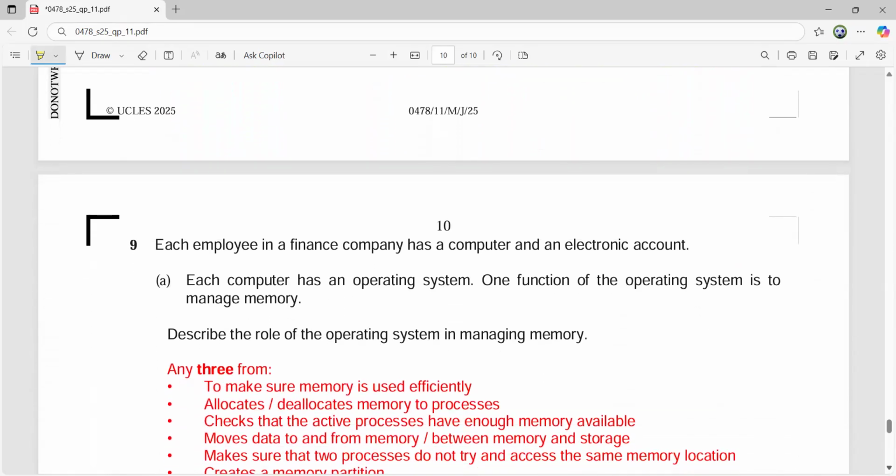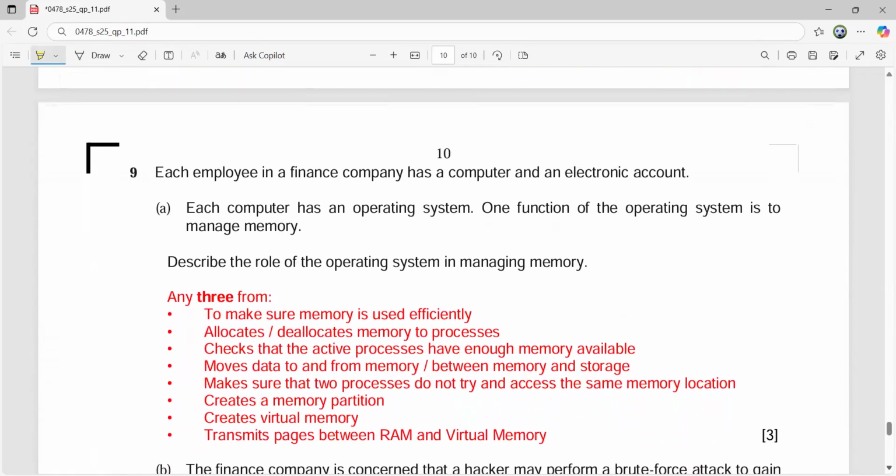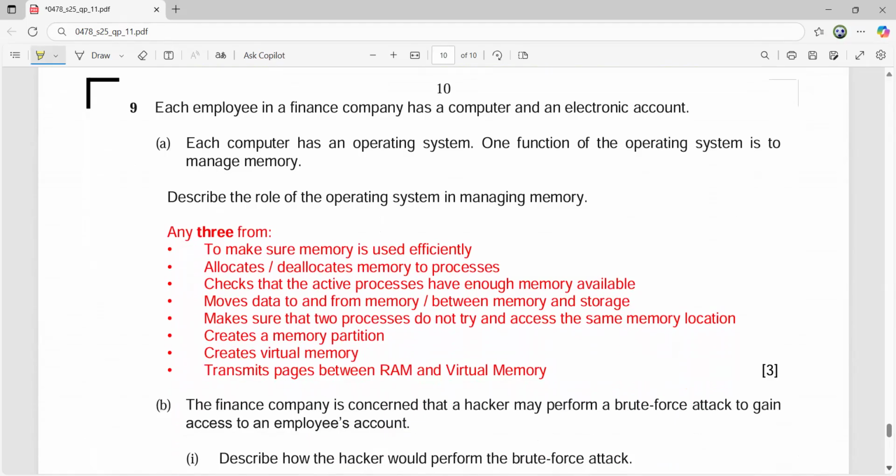Question number 9. Each employee in a finance company has a computer and electronic account. Each computer has an operating system. One function of the operating system is to manage memory. Describe the role of the operating system in managing the memory.